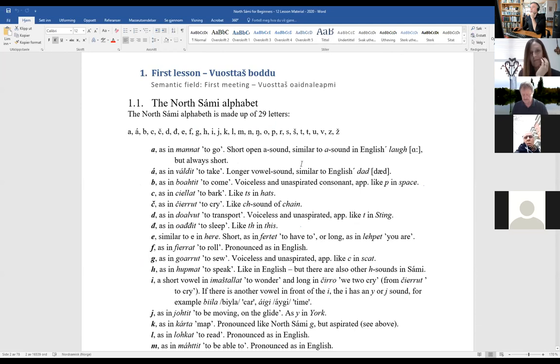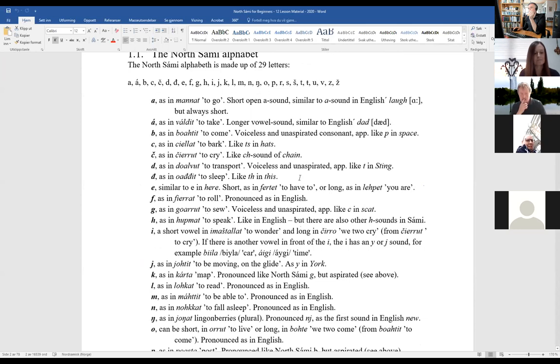But we start off here with the alphabet. And it's possible to talk a lot about sounds and letters. For a start, there are different areas in the North Sámi speaking area, and there are different ways to pronounce things. It's also like that I am not a mother tongue speaker, so still today I cannot hear every slight difference between things, but I can speak the language, and you will also be able to learn how to speak it if you put a lot of time in it.